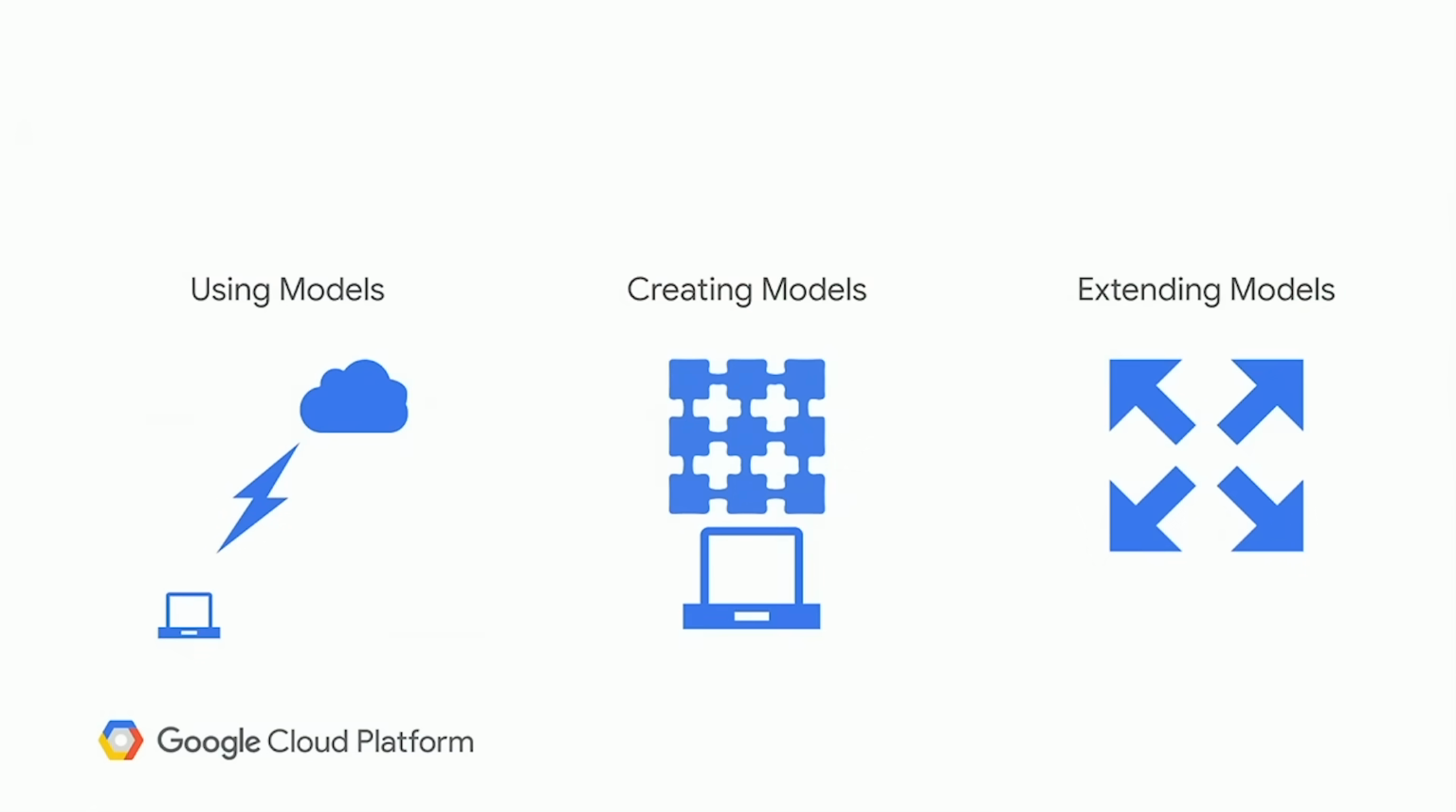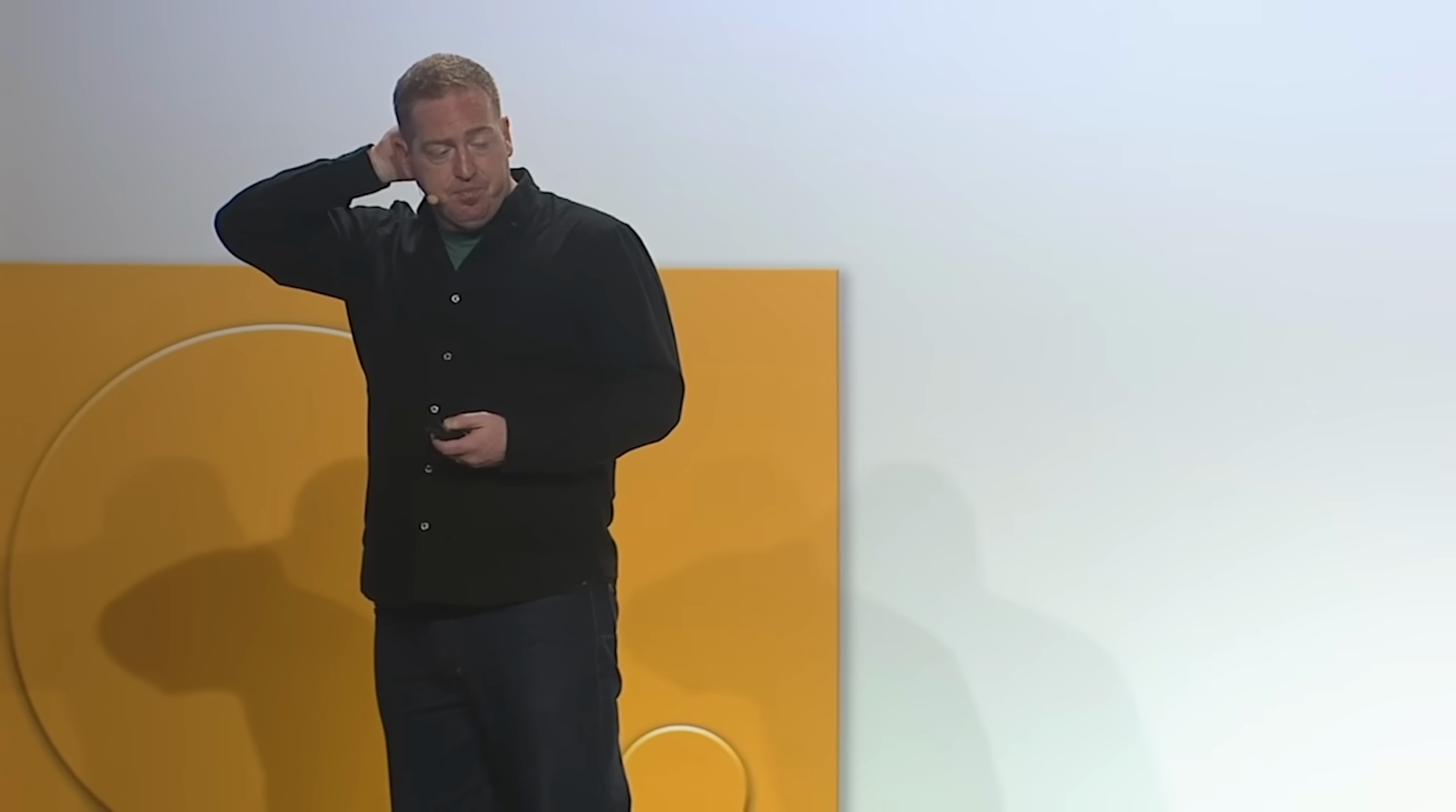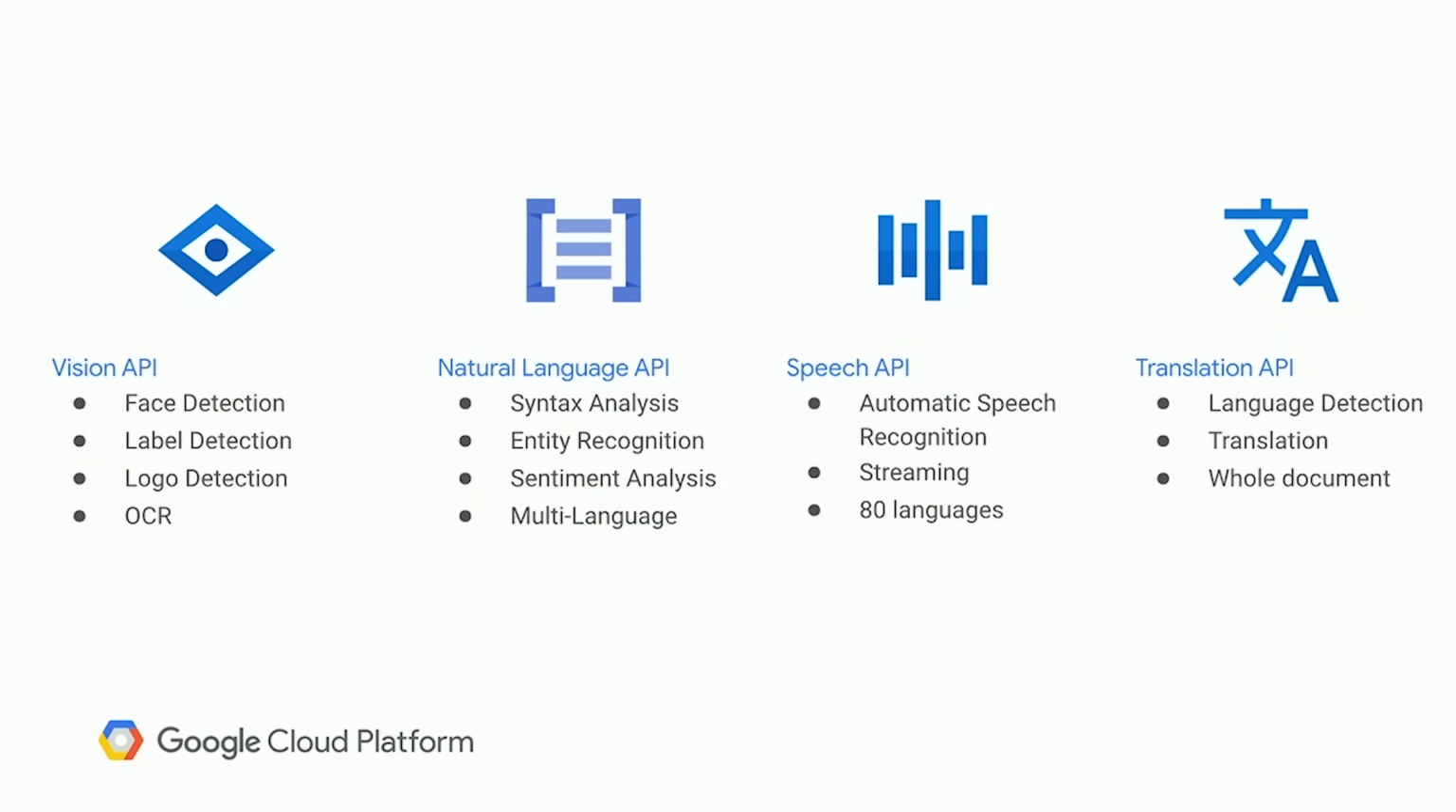Typically, we have three ways of using ML on GCP. The first is to use our models. The second is to create a model. And the third is to extend and go further with models. So we talk about using models. We have some of the models that we use the most already exposed in the form of these ML APIs: Vision API, Natural Language API, Speech API, Translation API.